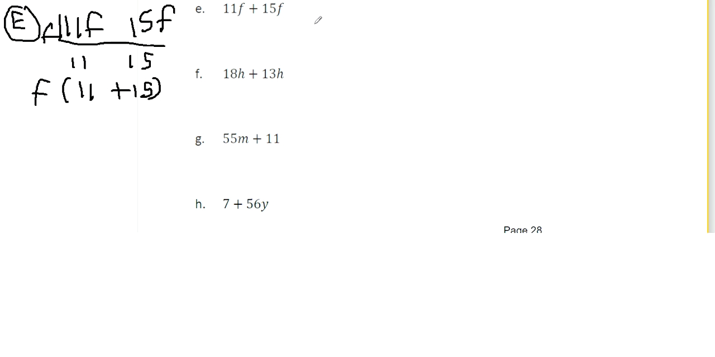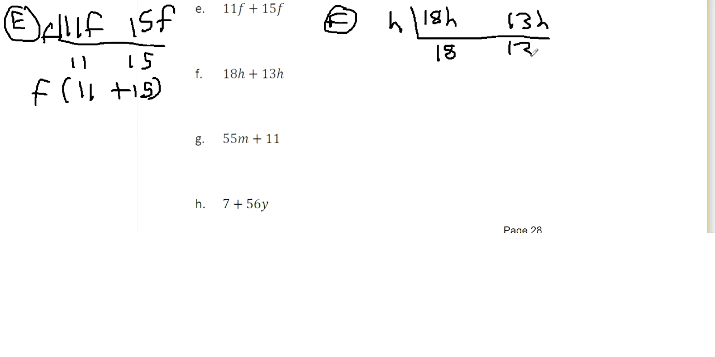So now we're on to letter F. I'm going to put it over here. We have 18h and we have 13h. So we look, well, 18 and 13, no number goes into both, but the letter h is the same about both of them. So when you divide by an h, you're going to get 18 and 13. So you get h times (18 plus 13) for that one.